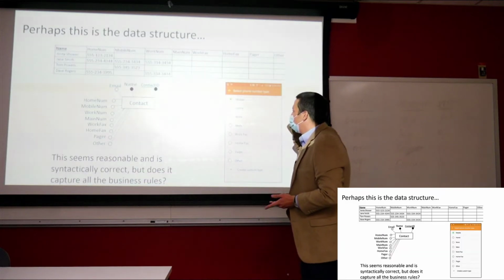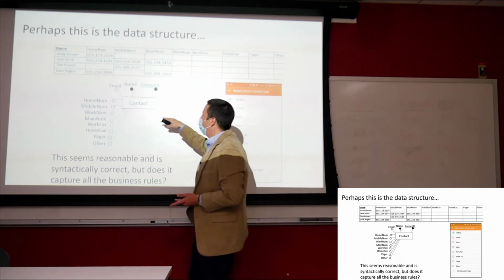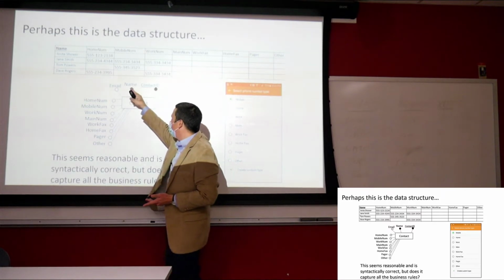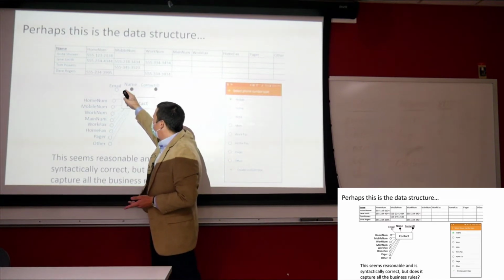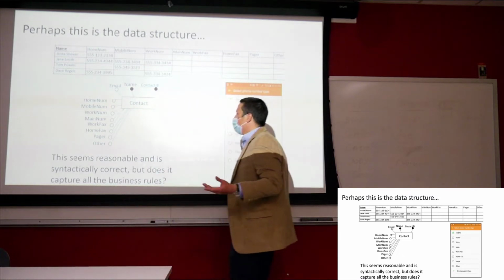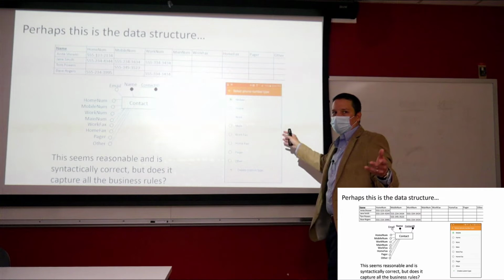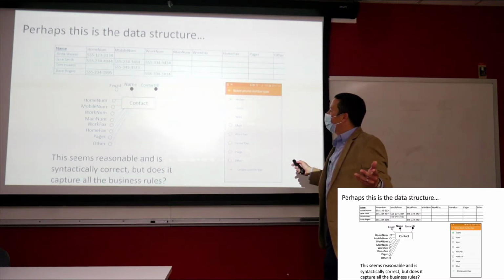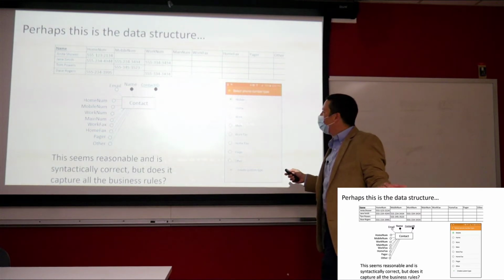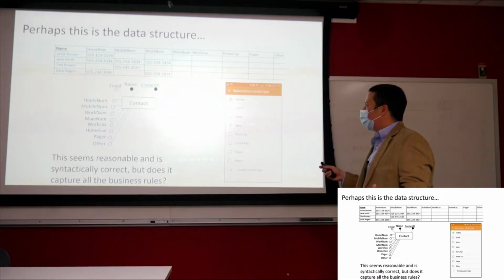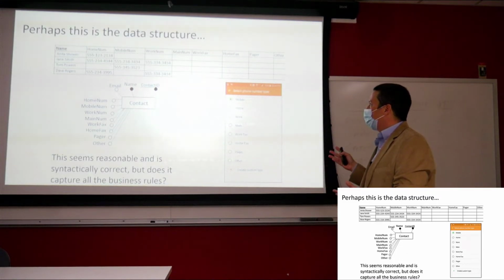But now in my head, I'm thinking maybe this is more what the model looks like, right? Contact ID is required, name is required, but email, home number, mobile number, work number, main number, work fax, home fax, pager, and other are all just optional attributes. Syntactically correct. As far as I know right now, this seems to be capturing all the business rules.